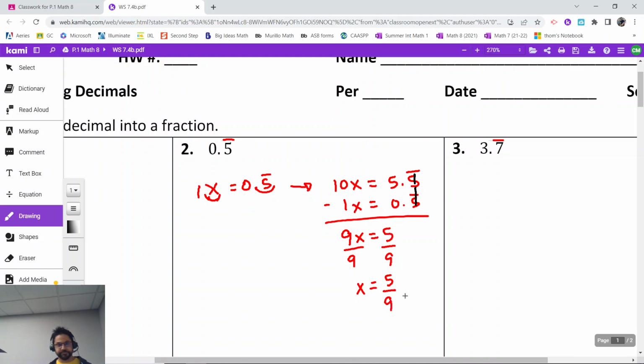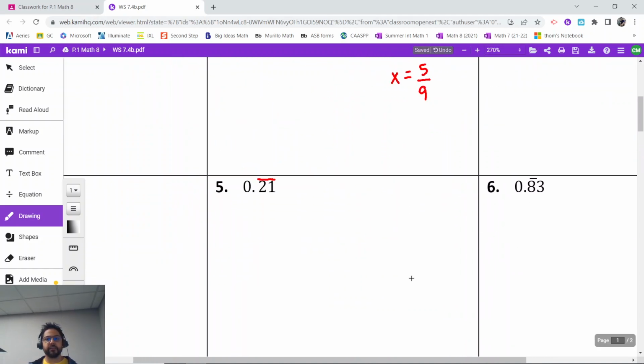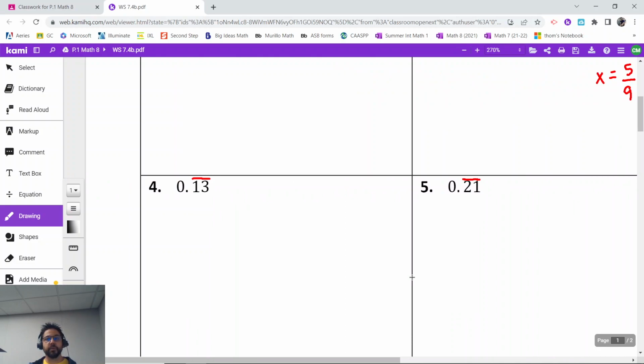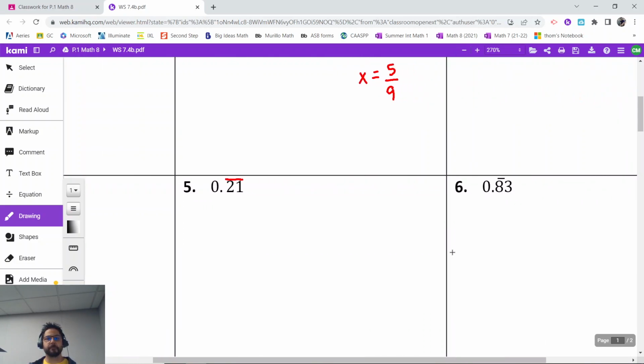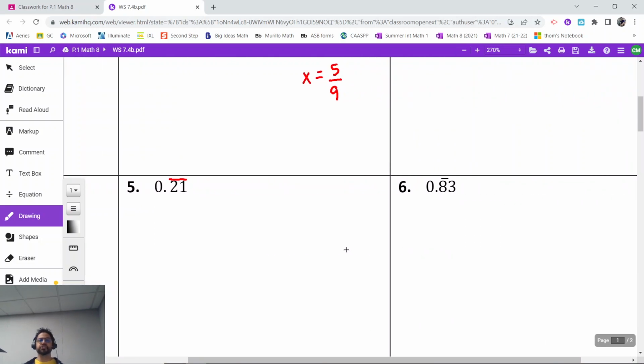Excellent, excellent. All right, so you've got another basic one like that on number 1 and number 3. 4 is the double one. Let's do number 5. Number 5 is just like one of the note problems that we just did. We're going to start off with the same process. We're going to say x is equal to 0.21, and notice the 21 is repeating. We're going to put a little 1 here.